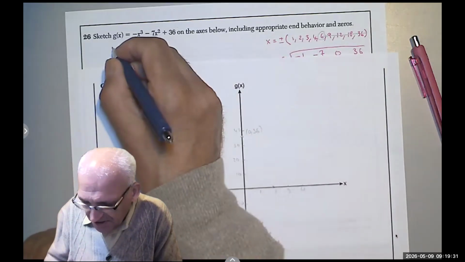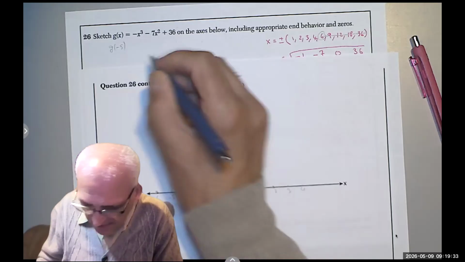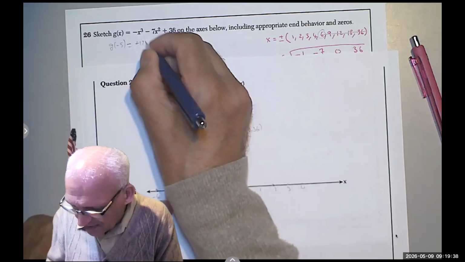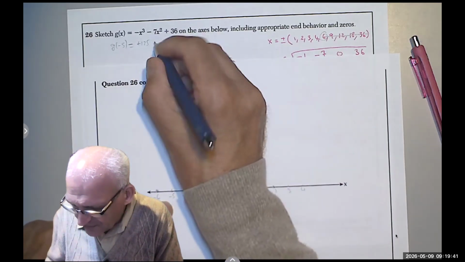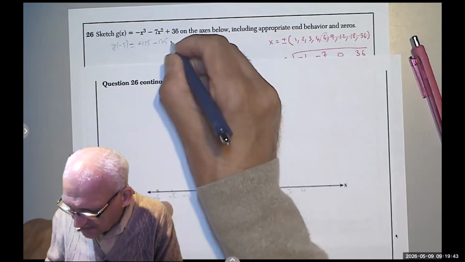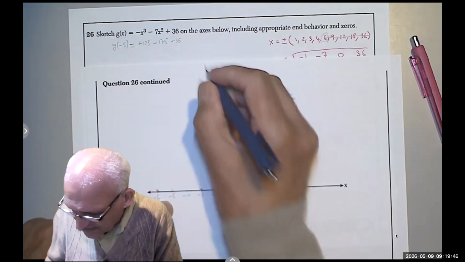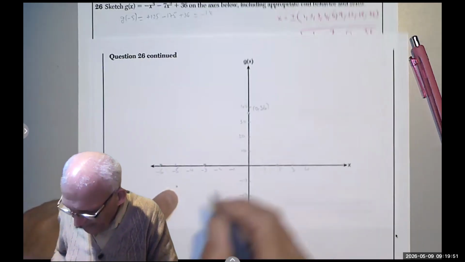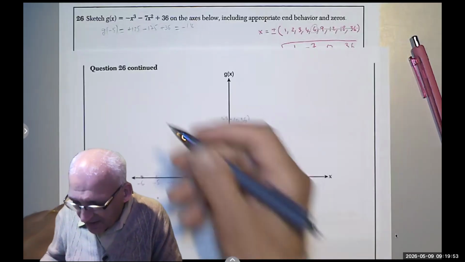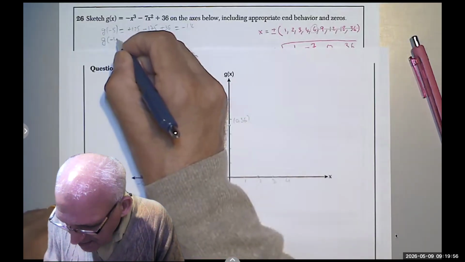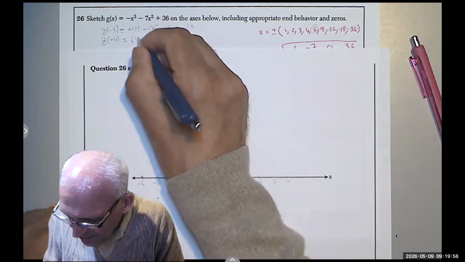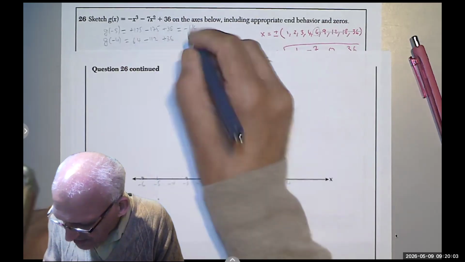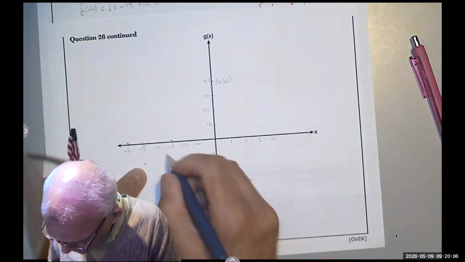So if I say g of -5, for example, use a calculator, of course. This is negative, so that's 125 and 25. So this is negative 175 plus 36. So negative 50. So that's negative 14. Maybe at negative 4, I get 64 minus 112 plus 36. So that's 100. So negative 12, almost the same height.